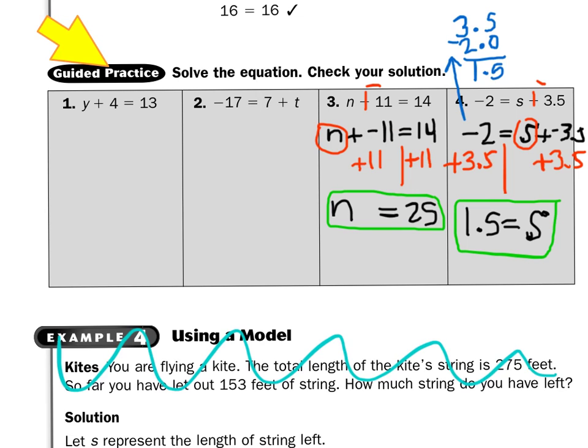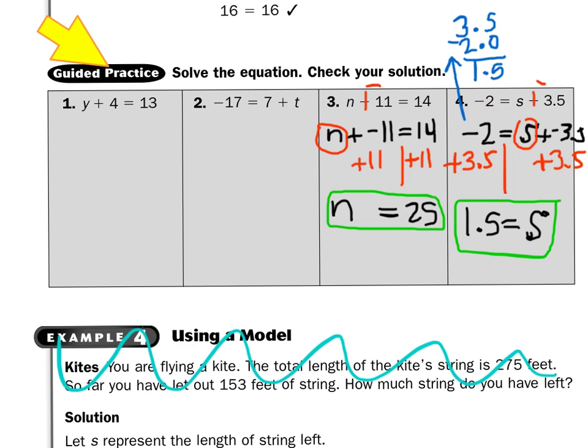And then negative 11 plus positive 11 became 0. They destroyed each other, so cross them out. Let the equal sign slide down the pole, straight down. And then 14 plus 11, of course, gives you 25. All right, take a look at number 4.